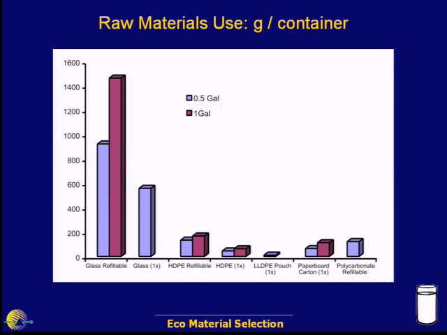Glass at the one-time use is the next highest category, and we're down a factor of 5 below. We start getting into the high-density polyethylene refillables and one-time use. You see that these bars are very small. We talk about raw material use per container, where the linear low-density polyethylene pouch is hardly even showing up here. So that'll be our first category.